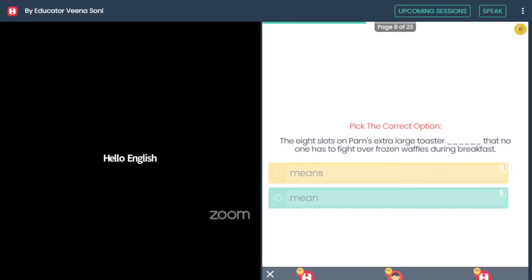Deepak, Maha and Rajesh, the 8 slots of Pan's extra large toaster mean that no one has to fight over frozen waffles during breakfast. So Deepak, Maha, Rajesh, Mehak, Kavita and Abu have given us the right answer.